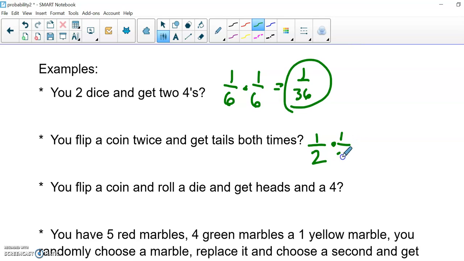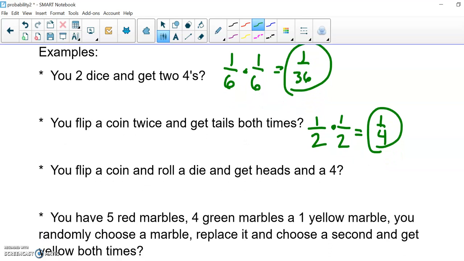It still has 1 tails out of 2 possible, so 1 times 1 is 1, 2 times 2 is 4. So the probability that you'll flip a coin twice and get both tails is 1 out of 4.